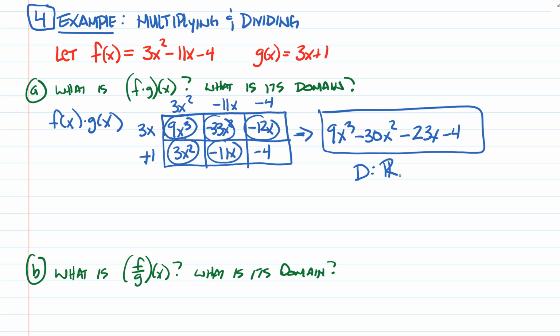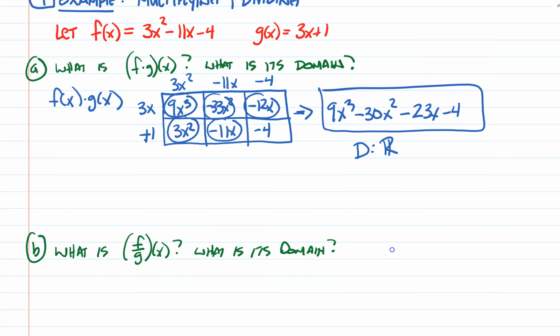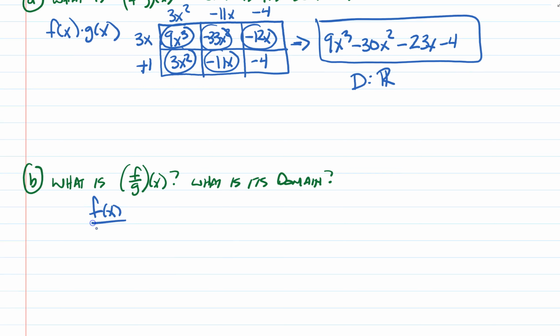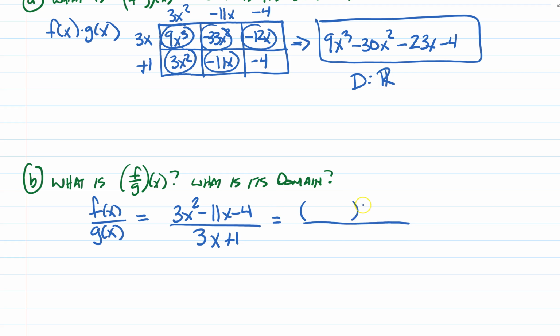Okay, now let's do part B, and let's do what's f divided by g and what's its domain. So again, we're just going to take f of x, and we're going to divide it by g of x. So f of x is 3x squared minus 11x minus 4, and we're going to divide this by g of x, which is 3x plus 1. So now we're going to try and factor the numerator and see what we get. And of course, the denominator is just 3x plus 1. So the only factors of 3x squared are 3x and x. And then the factors of 4 are 1, 2, and 4. So let's try a 1 and a 4 here.